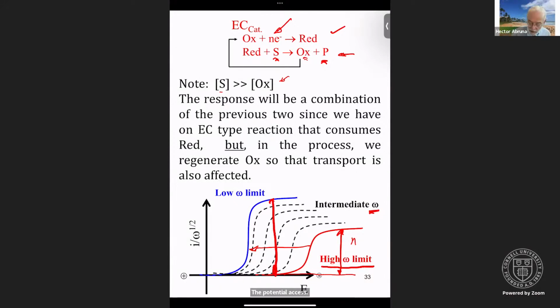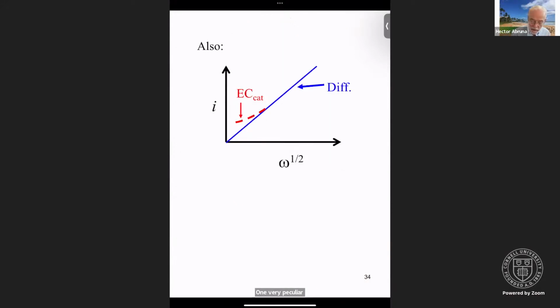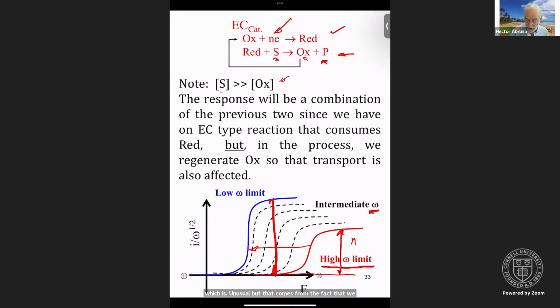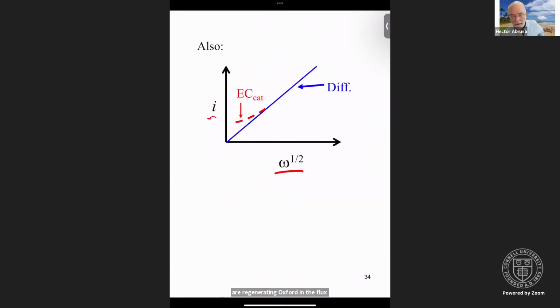One very peculiar dependency is if we look at a Levich plot, meaning I versus omega to the 1/2, at low values of omega, the EC catalytic current will be higher than the diffusion one, which is unusual, but that comes from the fact that we are regenerating ox, we're increasing the flux. And so it's the only mechanism that will have that. And so this is extremely diagnostic of an EC catalytic process.